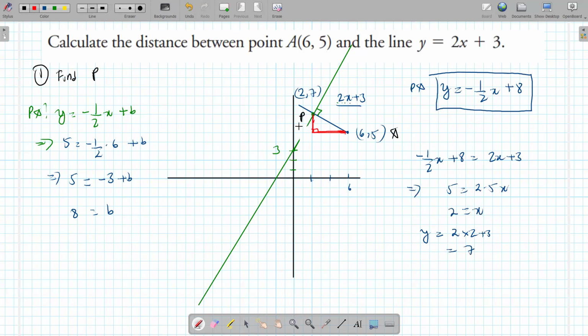It's 2. What about the base? 4, right? 4. So what's the hypotenuse? Is it 3? Because we have 2, 4, 3. It's the square root of 20. And that's it. That's the answer to this question.